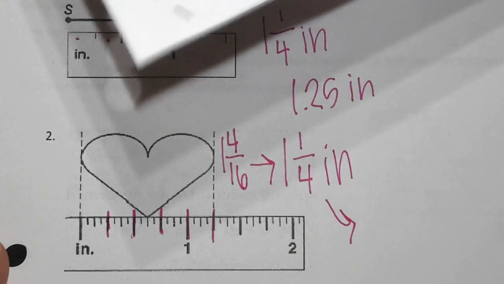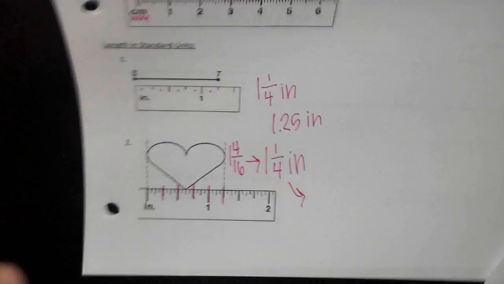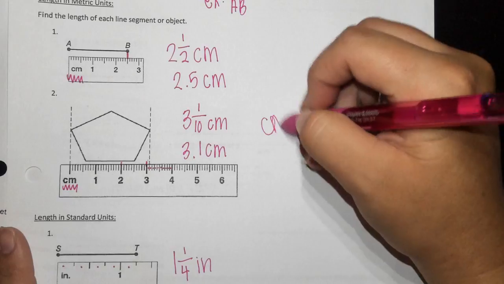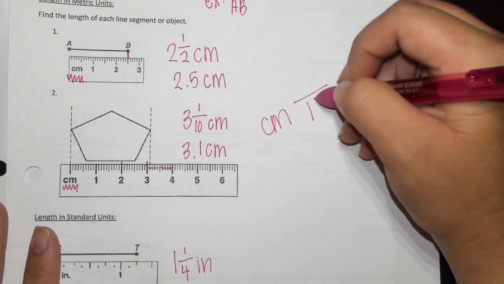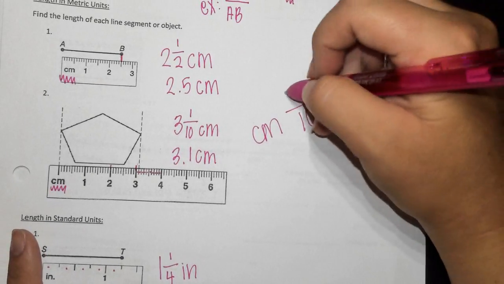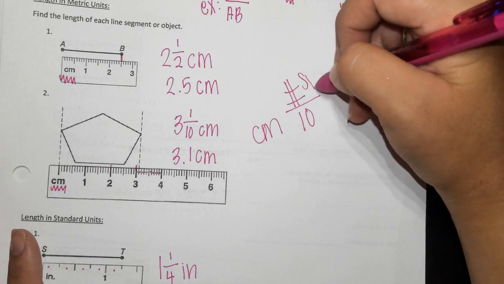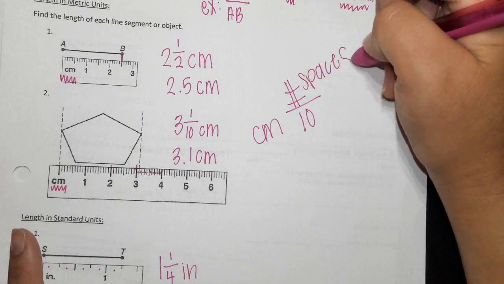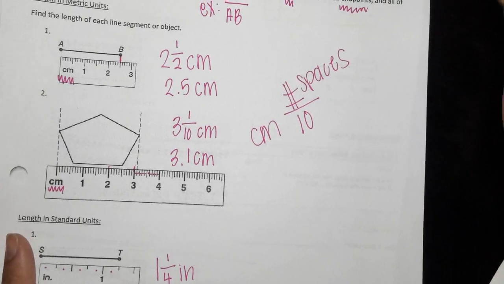So big thing here, big thing to know. Centimeters are out of tenths. So your number goes here: the number of spaces out of 10. That's for centimeters.